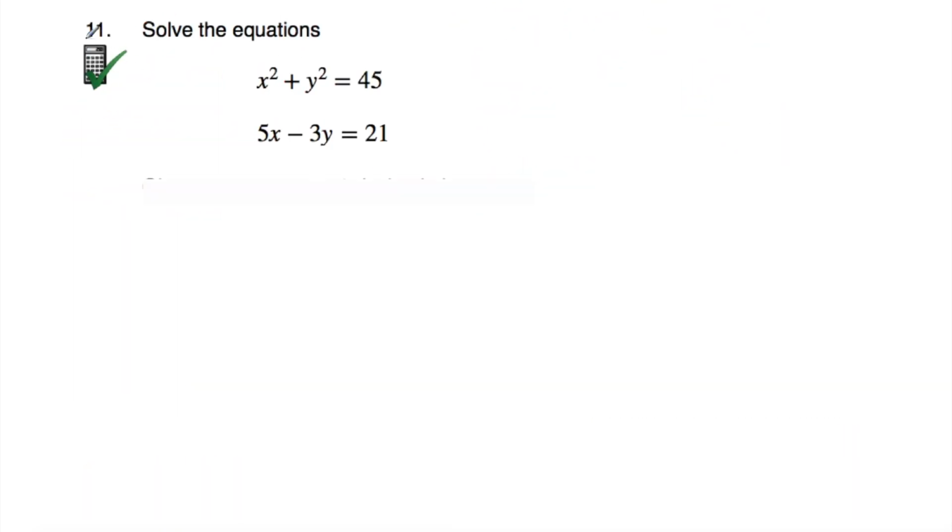Okay, let's have a look at our next question, question number 11. Question number 11 says, solve the equations x squared plus y squared equals 45 and 5x minus 3y equals 21. So let's start off by looking at our linear equation, and I'm going to make y the subject here.